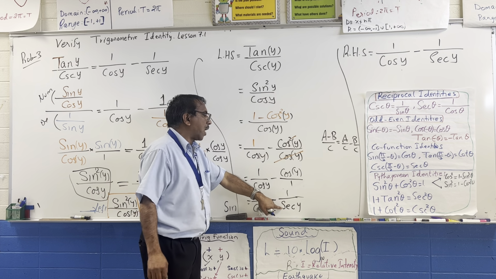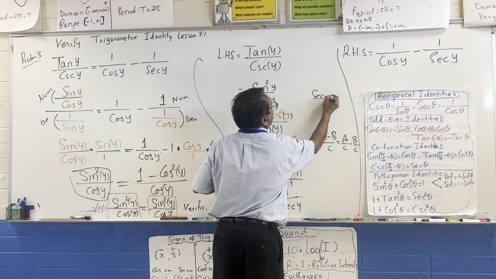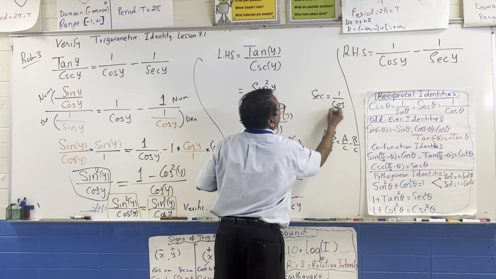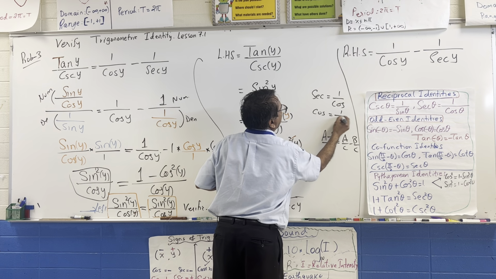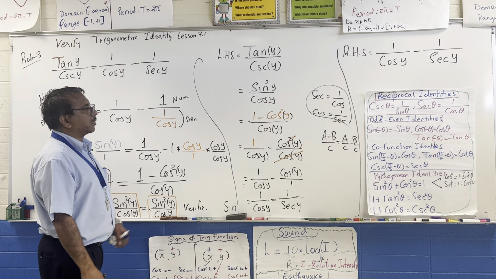That's because secant y is 1 over cosine. So the definition of secant is the same as 1 over cosine. So cosine is the same as 1 over secant. So they are one and the same. So we can write cosine y equals 1 over secant y.